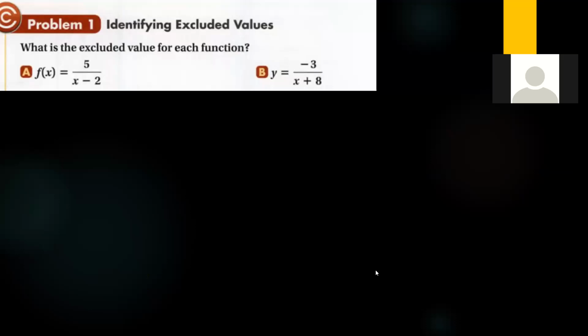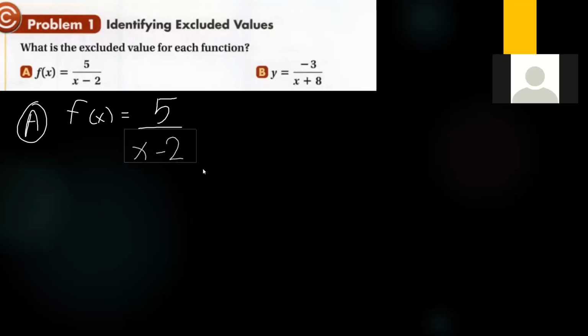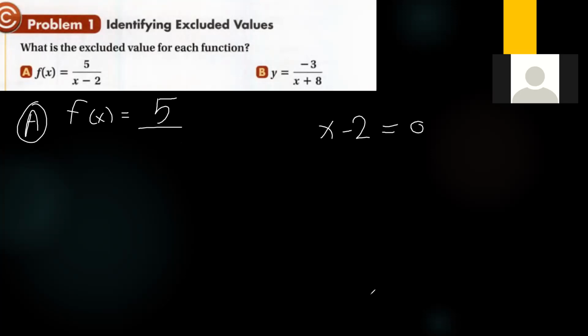Let's start now. What is the excluded value for each function? A: f of x is 5 over x minus 2. I need to find the point that, if I evaluate it with my function, I get 5 over 0. What I have to do is bring the denominator here, and I ask the denominator: which number makes you 0?